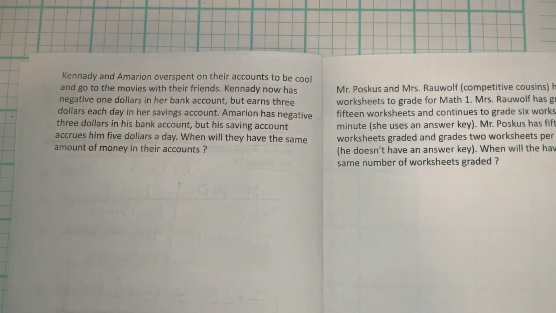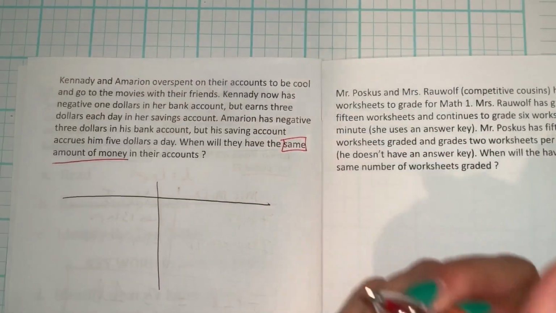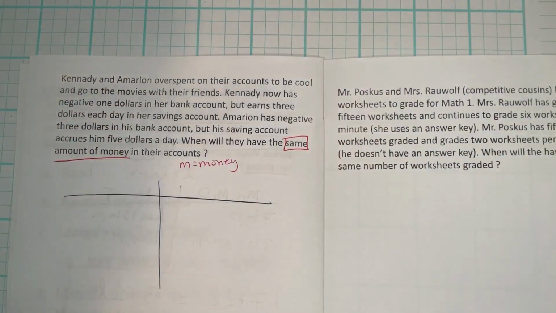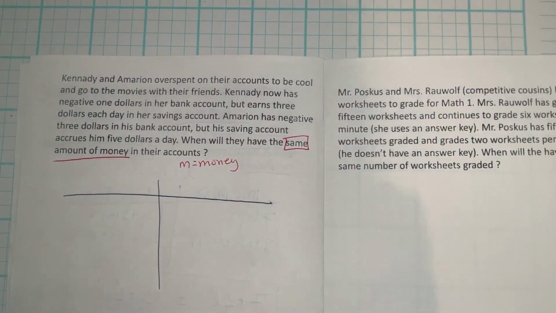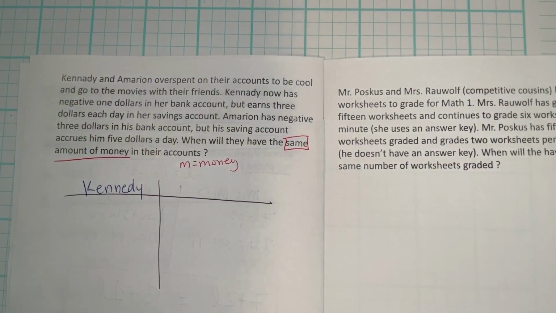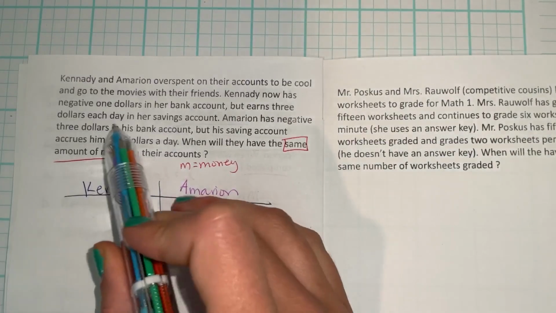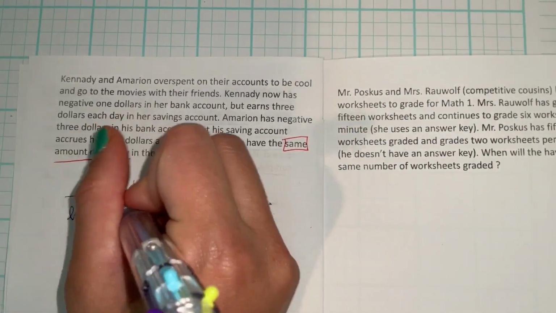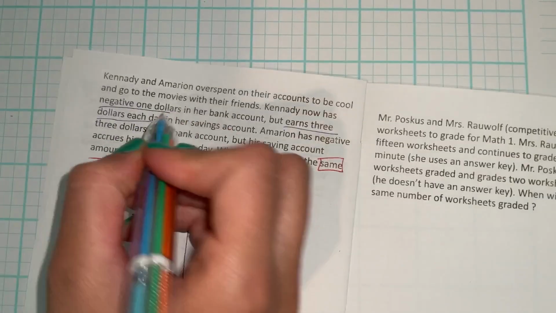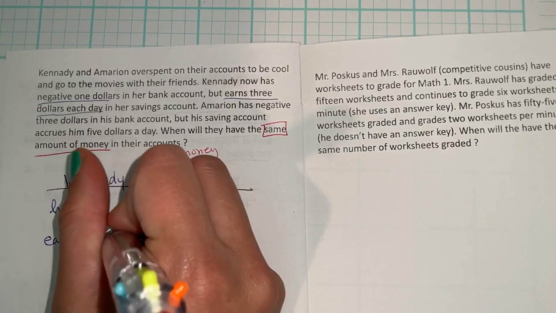All right, read this next one. All right, the question: when will they have the same amount of money in their account? So I'm going to do M for money. All right, we are talking about two different people. We are talking about Kennedy and we are talking about Amarian, both amazing former students. All right, so Kennedy has negative $1. How rude. All right, and we know she earns $3 each day.